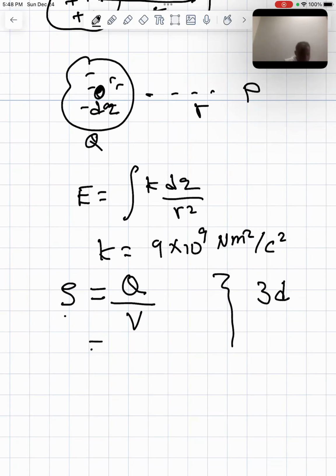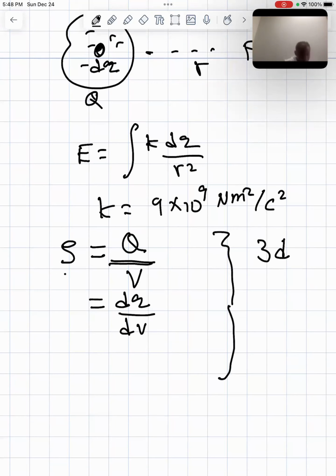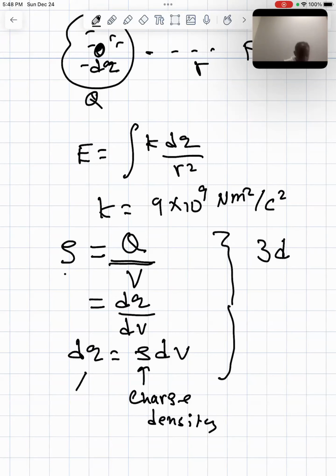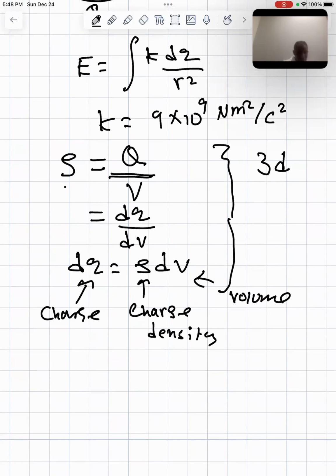But if the charge is uniformly distributed, you can fairly say that it's going to be dq over dV. So if you take the whole charge, you have to take the whole volume. If you take small charge, you have to take small volume. Since the charge is uniform, it doesn't matter. That means this is for a 3D system. Now dq is nothing else but rho times dV, where rho is the charge density. This is called charge density, and this is charge, and this is volume. So this is for 3D. If you have 3D systems, you have to use this formula.